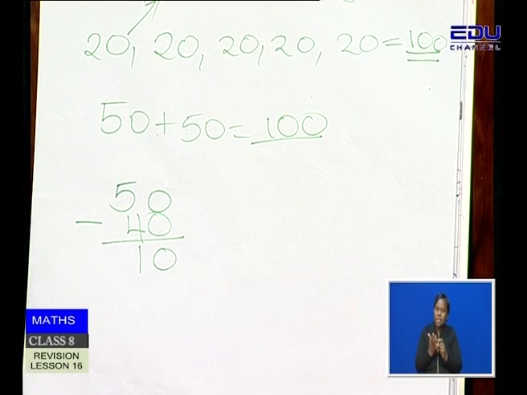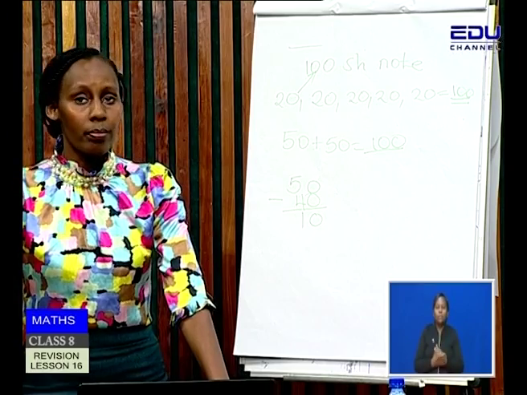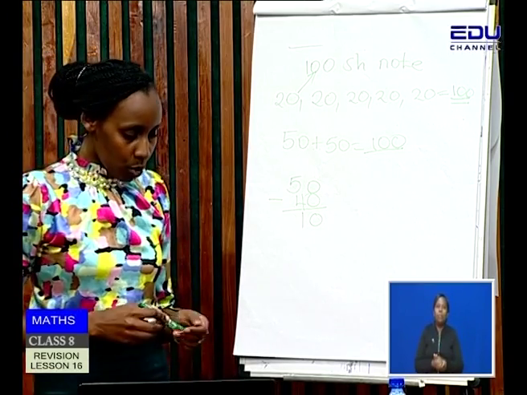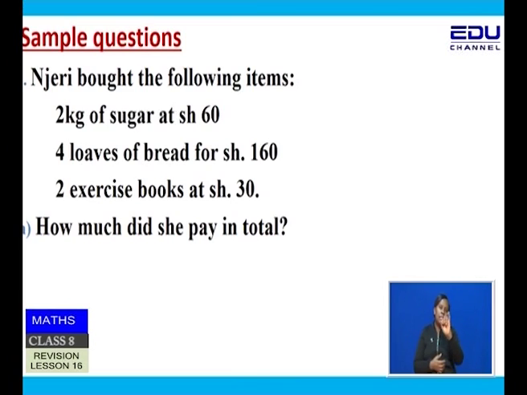Now let us look at some questions that will involve balance and change. And the first one, we are told Njeri bought the following items. She bought 2 kilograms of sugar at 60 shillings, 4 loaves of bread for 160 shillings, 2 exercise books at 30 shillings. The first question comes: how much did she pay in total?